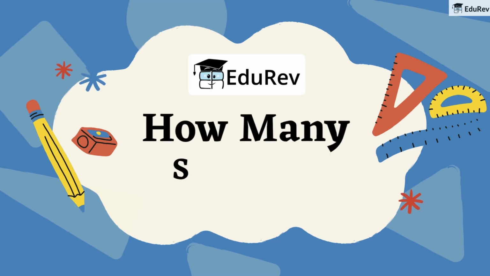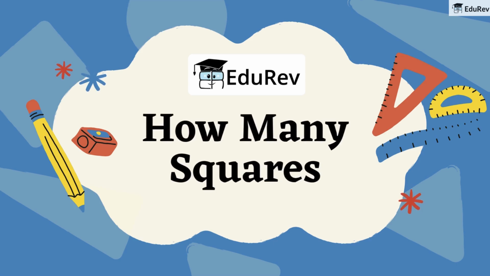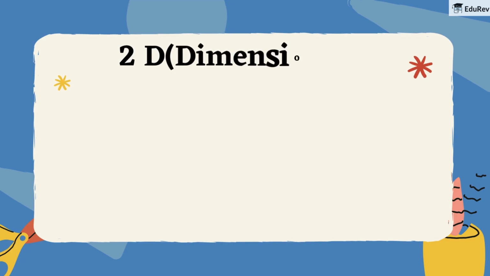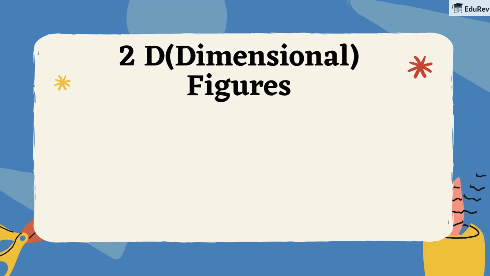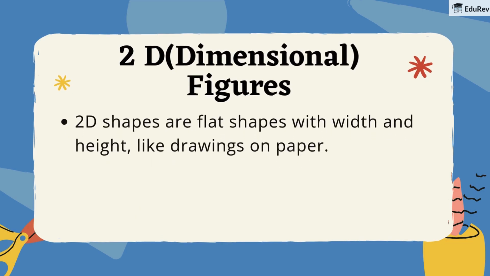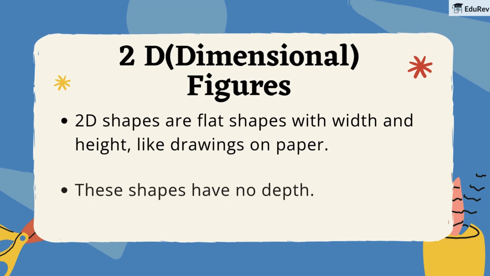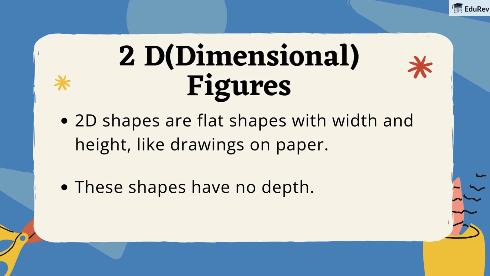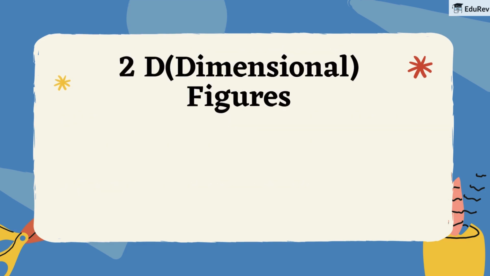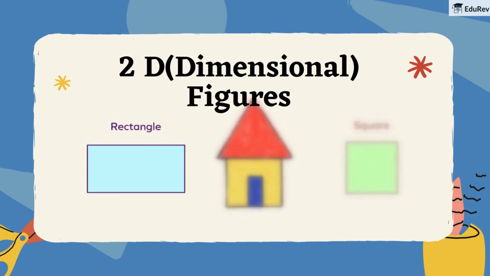Hello students, today we are going to study the chapter How Many Squares? Let's begin with understanding 2D figures. 2D shapes are flat shapes with width and height, like drawings on paper. These shapes have no depth. Now, when we think about 2D figures, we can consider shapes like rectangles and squares.